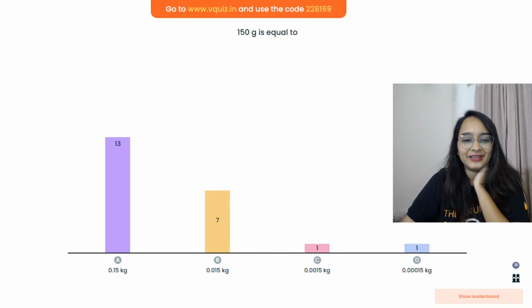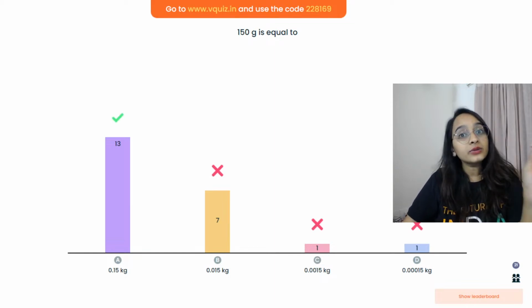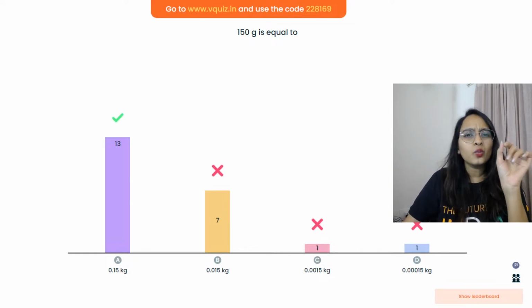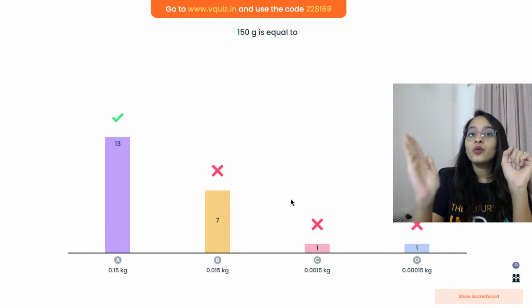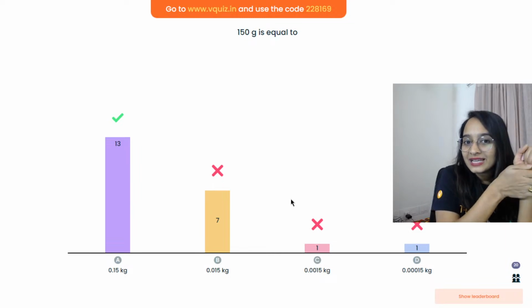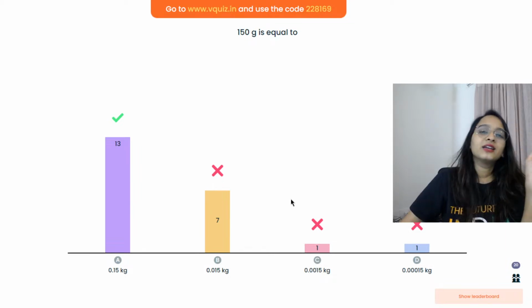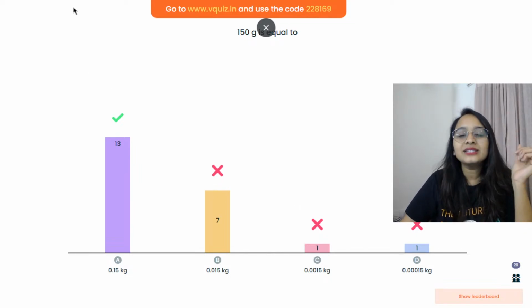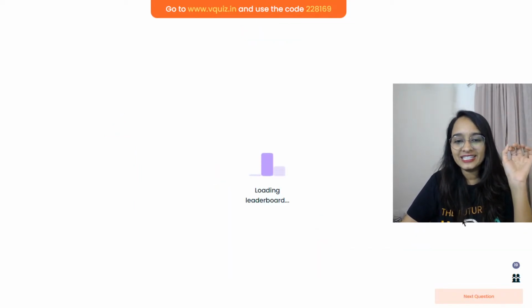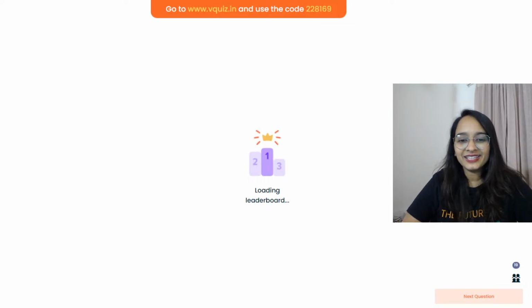Amazing again, guys. So 1000 grams is 1 kg. So 150 grams will be 150 by 1000. 3 zeros are there. We will move the decimal point towards the left side. So 3 digits, that is 0, 5 and 1. So it will become 0.15 kg. Let's look at the leaderboard.